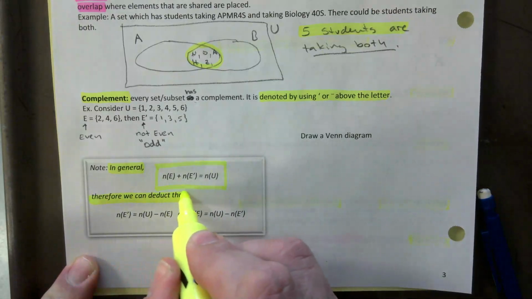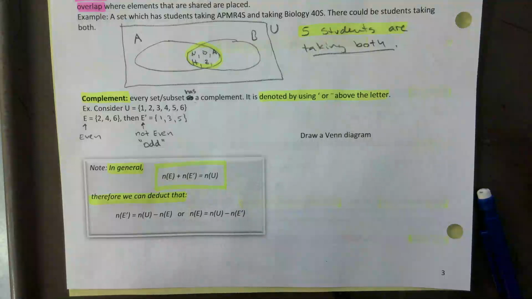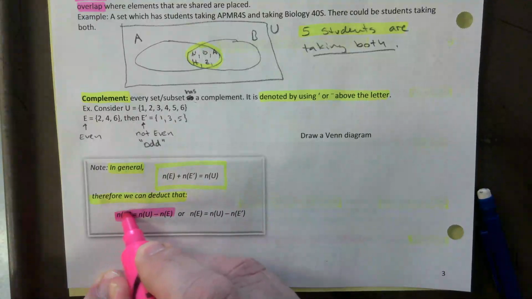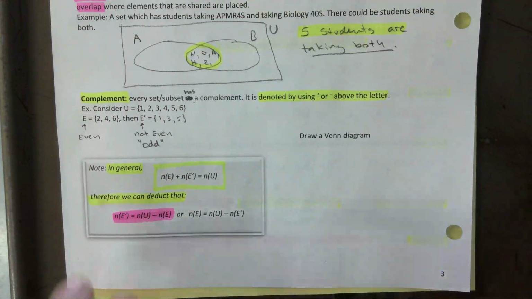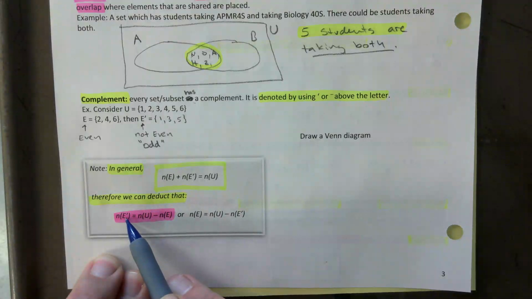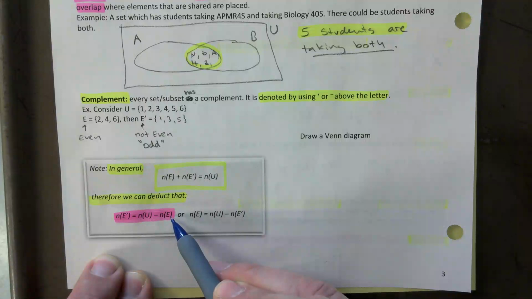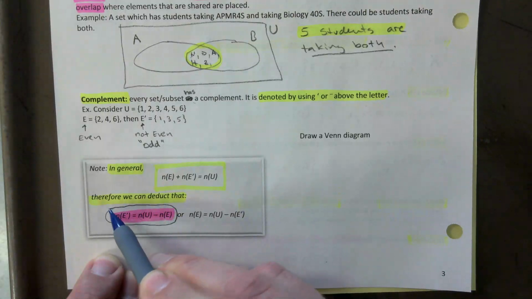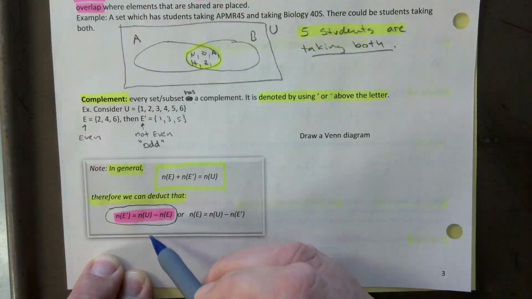Therefore, we can deduct the following. So using this formula right here, this one is the most important one to me, to be honest. This is the best way to find the complement of something. To find the number of elements that are not in E, you just take the number of elements in the universal and subtract the number of elements that are in that set to begin with. So this one I will circle. This one is very popular. To be honest, all three of these are very much related, but I use this one the most.